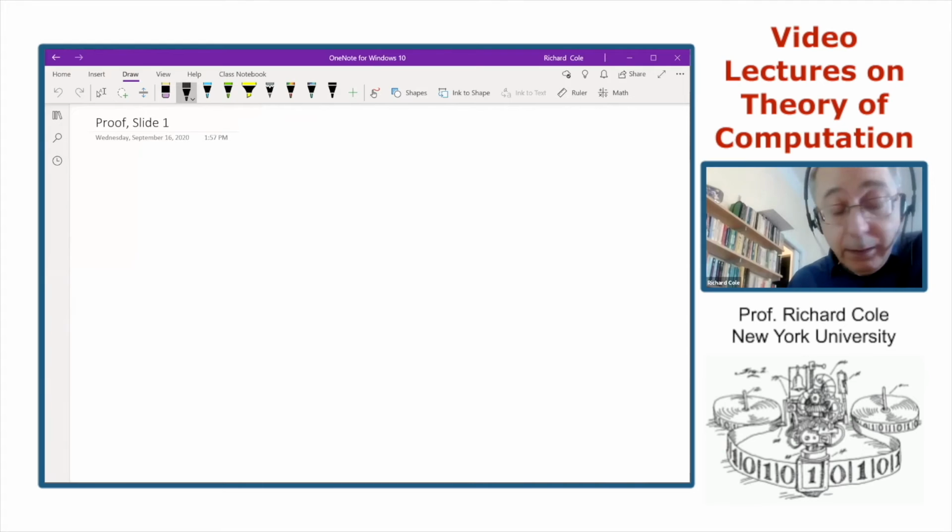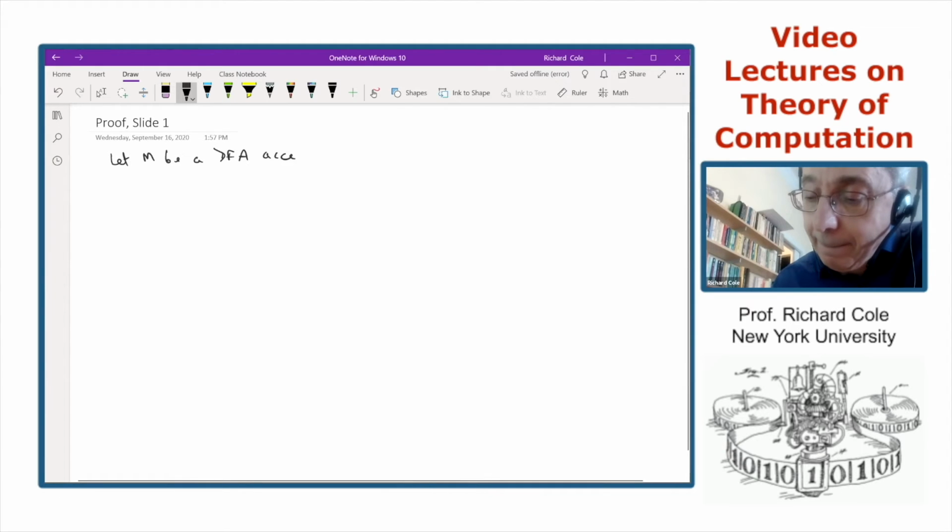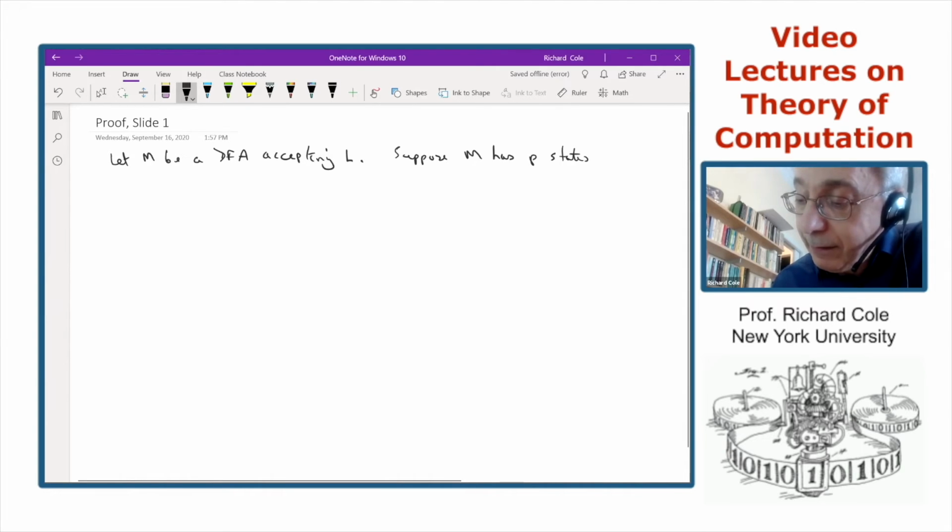So, as L is regular, there must be a DFA that accepts L. So let M be a DFA accepting L, and suppose M has P states. Since M is a DFA, it has some number of states, and just call that number P. And now I'm going to consider a particular string S.